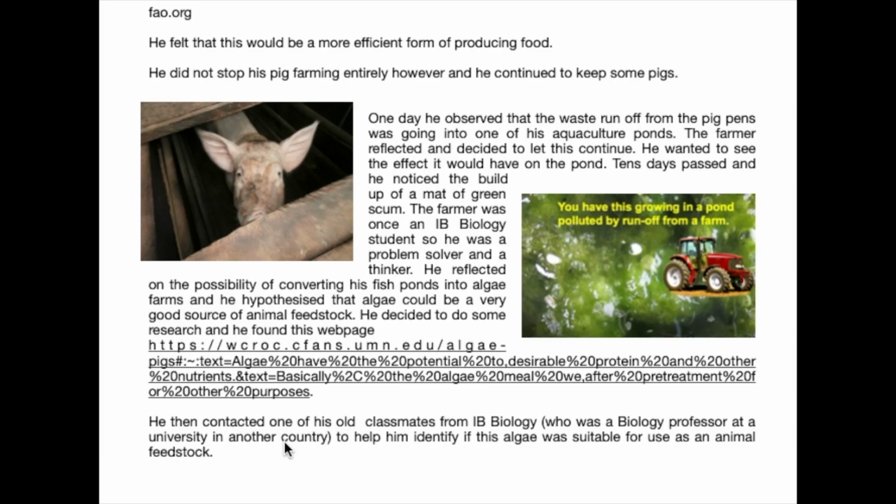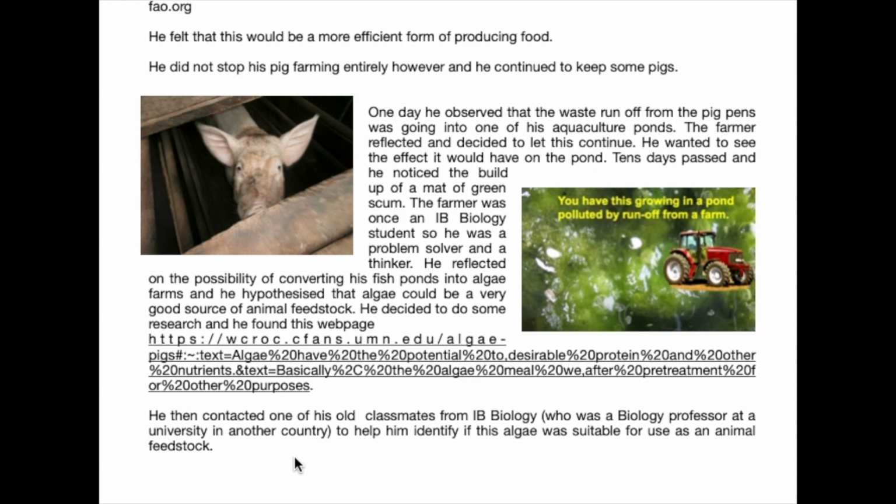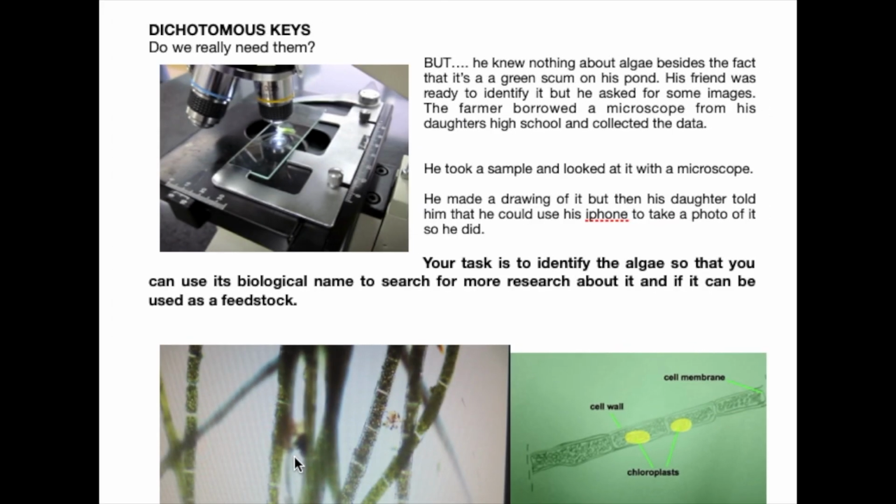He then contacted one of his old classmates from IB Biology, who happens to be a biology professor at a university in another country, and he wanted his old classmate to help him identify if this algae was suitable for use as an animal feedstock. He knew nothing about algae besides the fact that it's a green scum on his pond. His friend was ready to identify it, but he asked for some images.